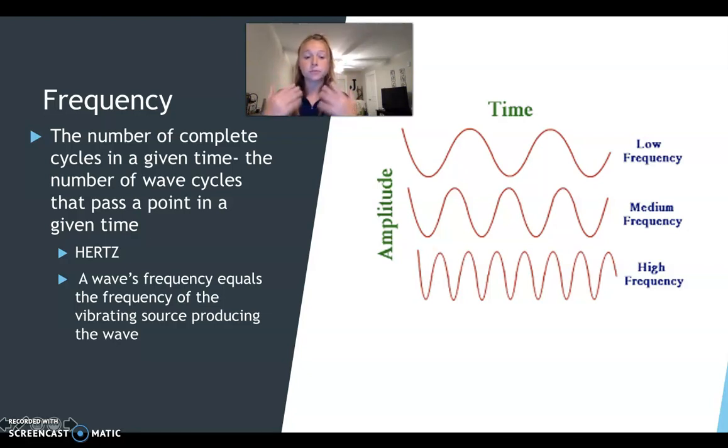So a wave's frequency equals the frequency of the vibrating source producing the wave. So if we have a low vibration, we're going to have a low frequency. We have a medium vibration, then it's going to be a medium frequency, then high vibration, high frequency. And remember that we are going to measure this in hertz.